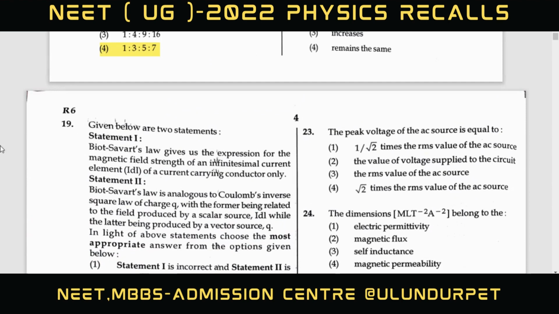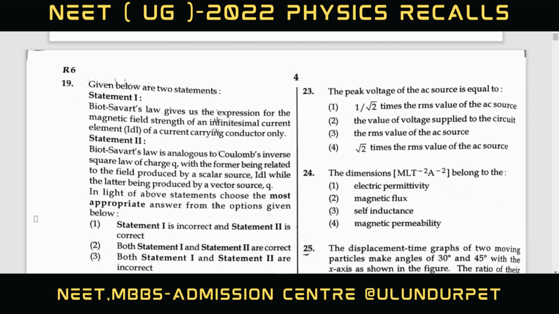23rd: the peak voltage of an AC source is equal to. The answer is option 4: root 2 times the RMS value of the AC source.